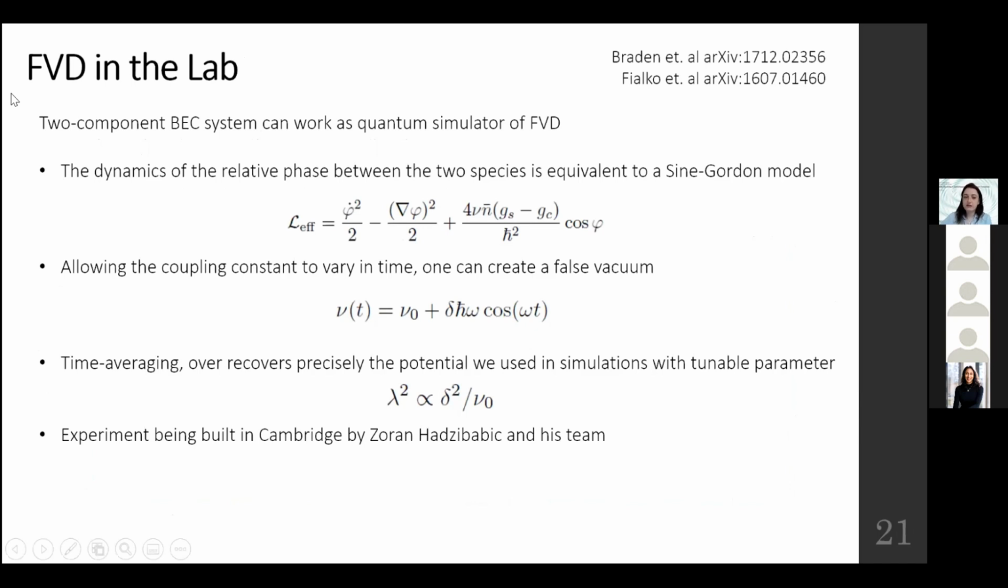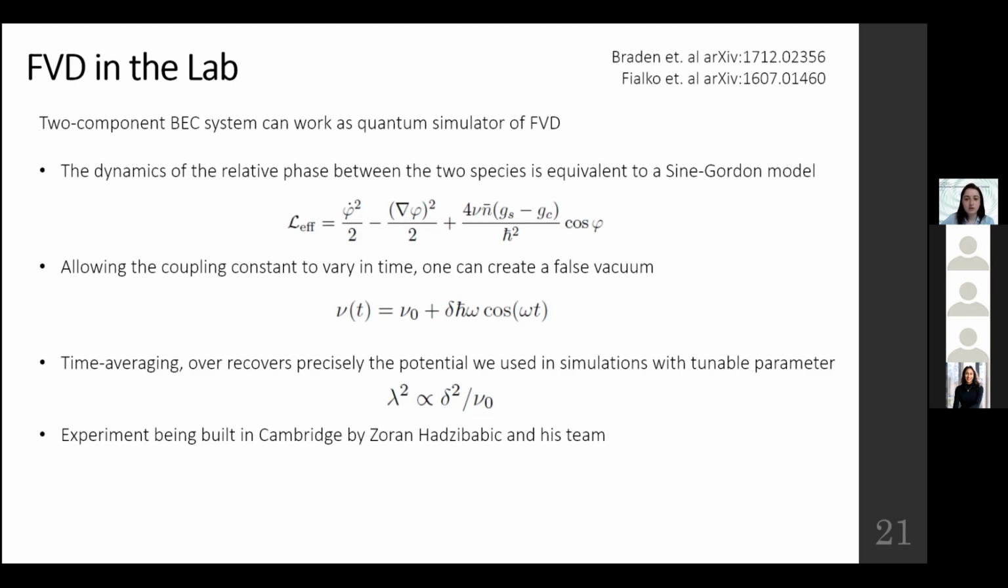I talked about how this can be implemented in a lab. This work was done several years ago, mainly in these two papers here. And what they show is that we can obtain the exact potential that we've been working with, the sinusoidal potential modulated by the parameter lambda, starting from a two-component Bose-Einstein condensate system.